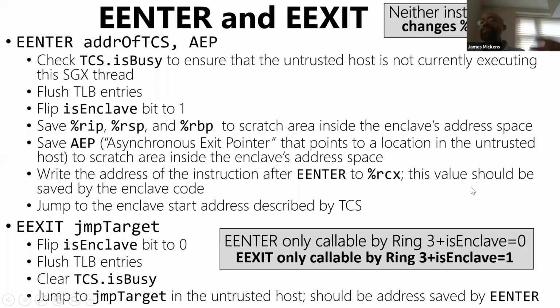And so note that EENTER is only callable by ring 3 code, and you can't be in the enclave already. And EEXIT should only be called by ring 3 when you're inside the enclave. And another important thing to mention is that neither of these instructions changes CR3. That's important, right? Because the enclave lives inside of this untrusted host address space. It's just that when the is enclave bit is 0, the core can't actually touch these enclave pages.